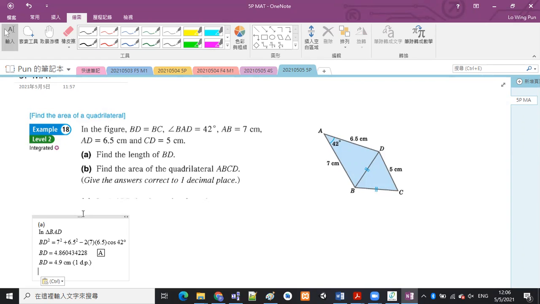Do you understand? And how about BCD? What information do we have in triangle BCD? We have 6, that's right, this is 5 cm.